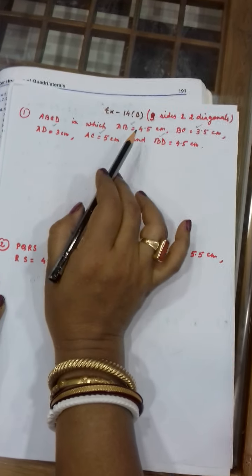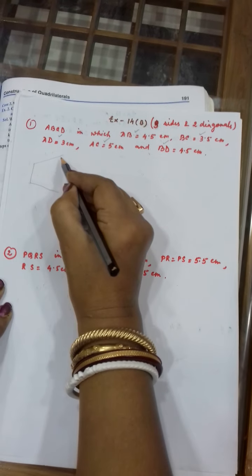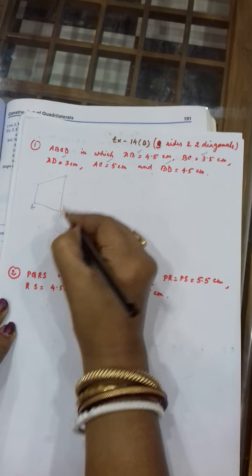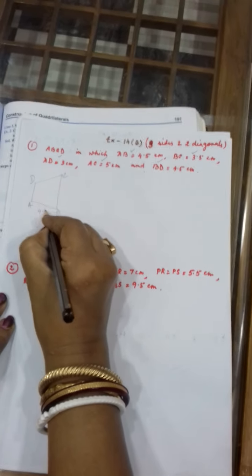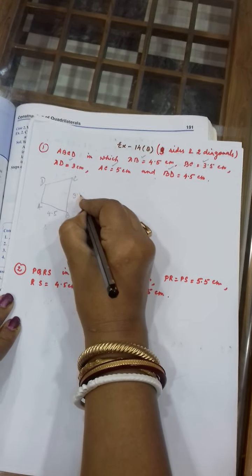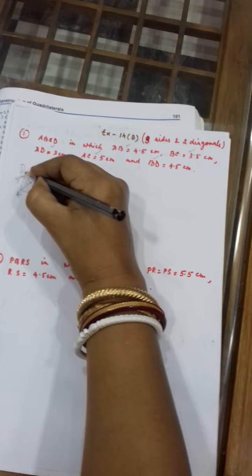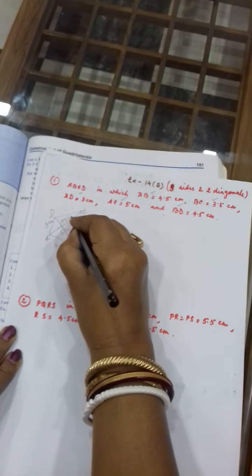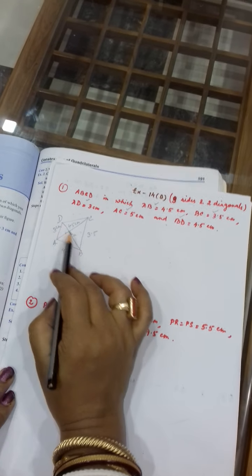So here the measurements are there, 3 sides and 2 diagonals. First you draw a rough sketch. ABCD, first you label it A, B, C and D, where AB is 4.5, BC is 3.5, AD is 3 centimeter, AC diagonal is 5 centimeter and BD diagonal is 4.5 centimeter.